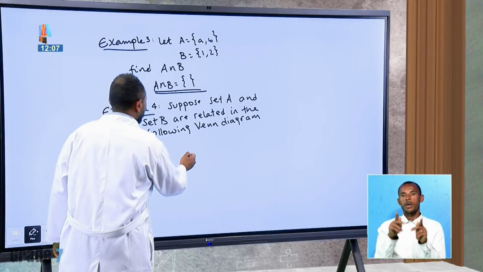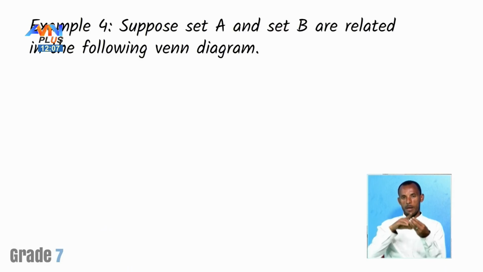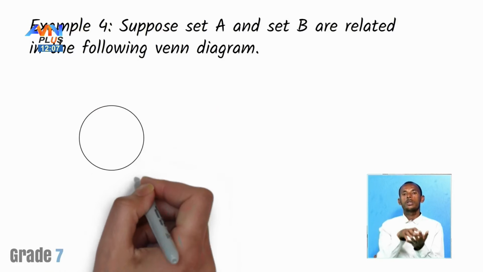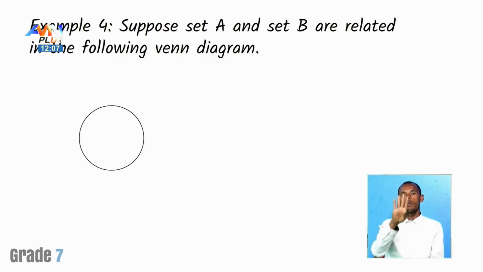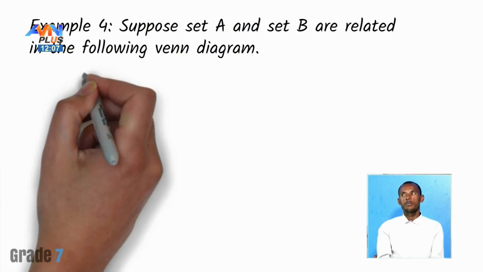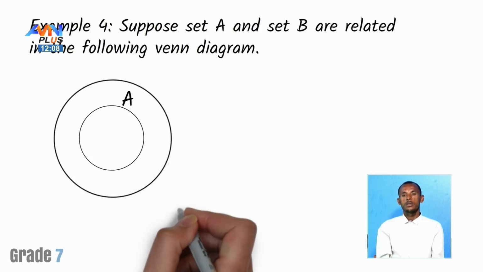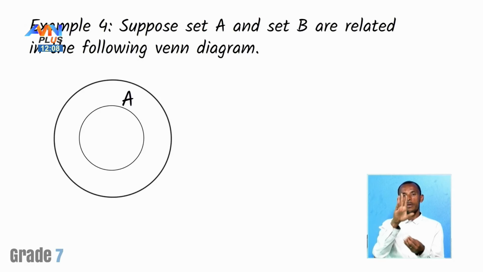Okay, this Venn diagram is given. Set A is here. It contains the numbers 4, 5, and 6. And set B here contains, in addition to 4, 5, and 6, the numbers 1 and 0.